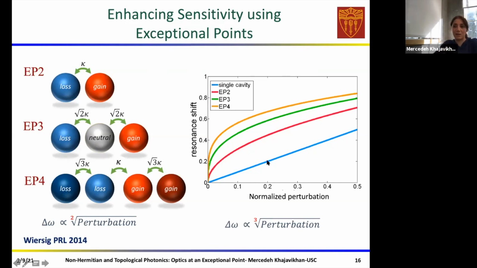And now if you look at the behavior of this system, this is what numerics shows us: if you apply a very small perturbation, this is what you expect from a single cavity. This is what you expect from a second order system biased at the second order exceptional point. And this is what you get from the third order exceptional point, and so on and so forth. So you can immediately see that this resonance shift increases as you go to higher and higher order exceptional points.